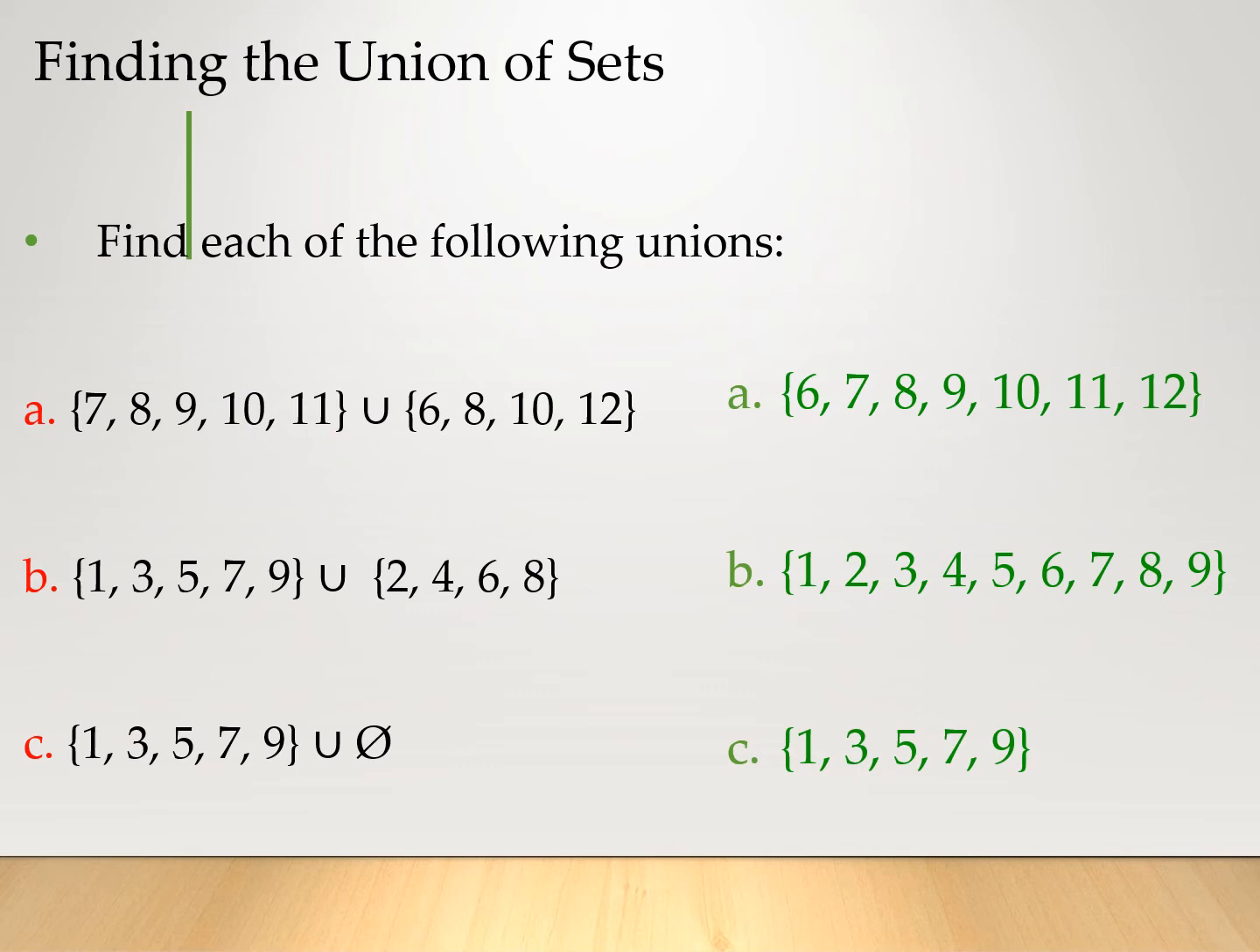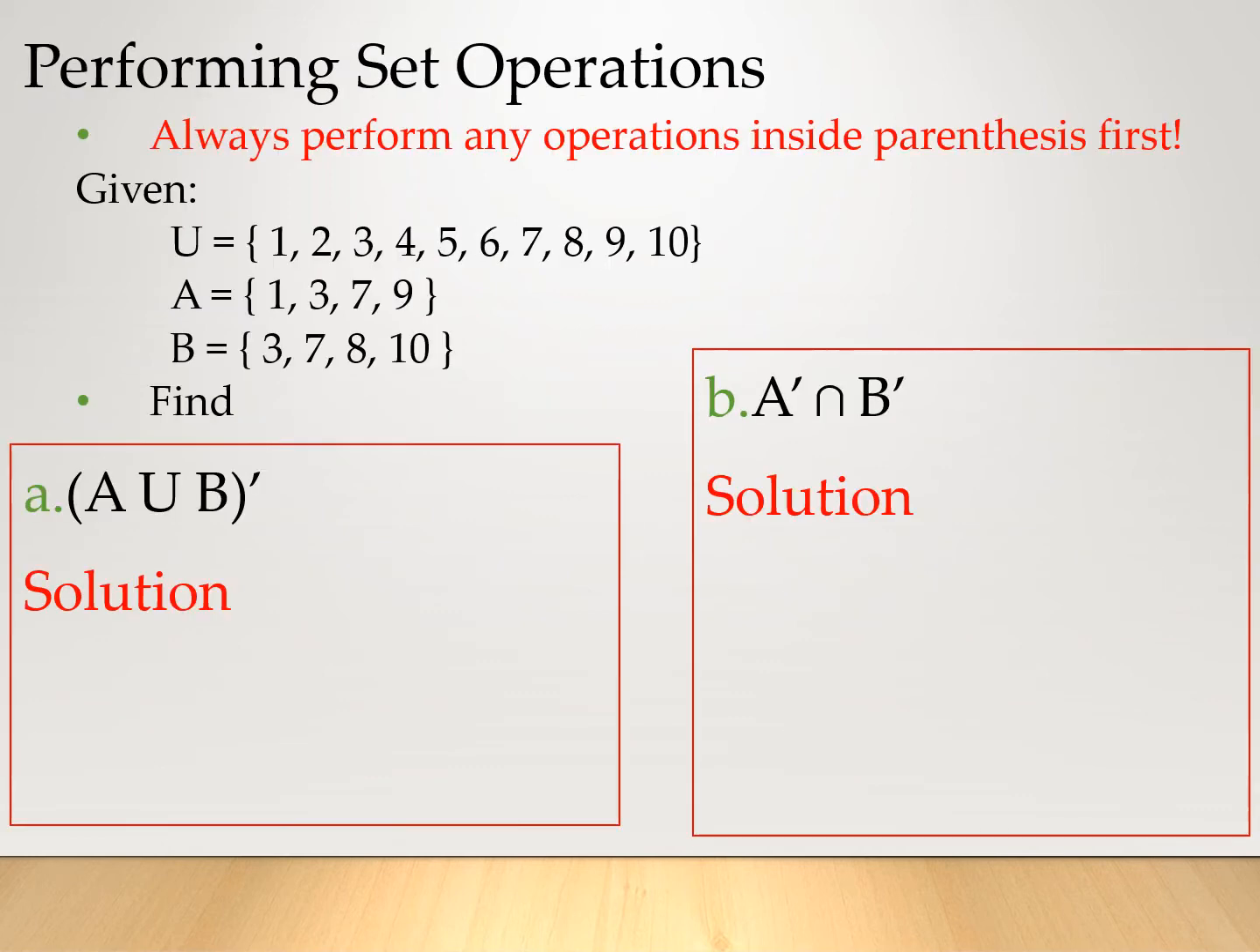And for letter C, {1, 3, 5, 7, 9} union the empty set is equal to {1, 3, 5, 7, 9}. Now let us perform set operations. Always remember, perform any operations inside parentheses first, okay?